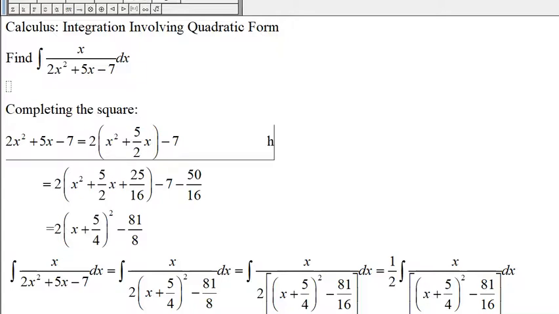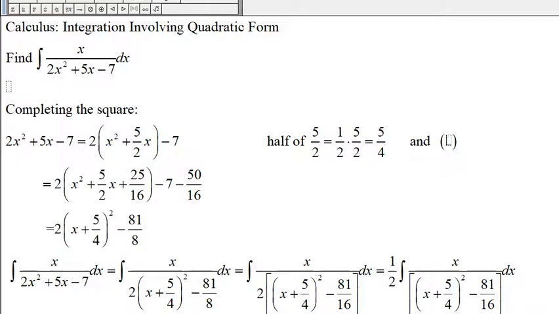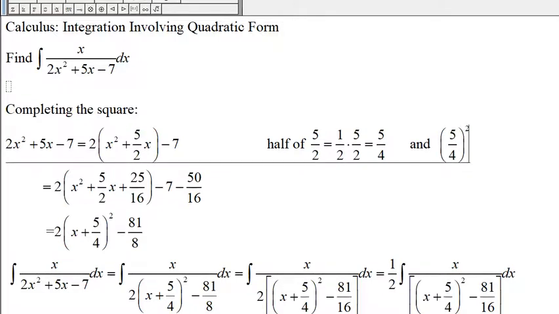So half of 5 halves, which means 1 half times 5 halves, which is 5 fourths. And then square 5 fourths, which is 25/16.